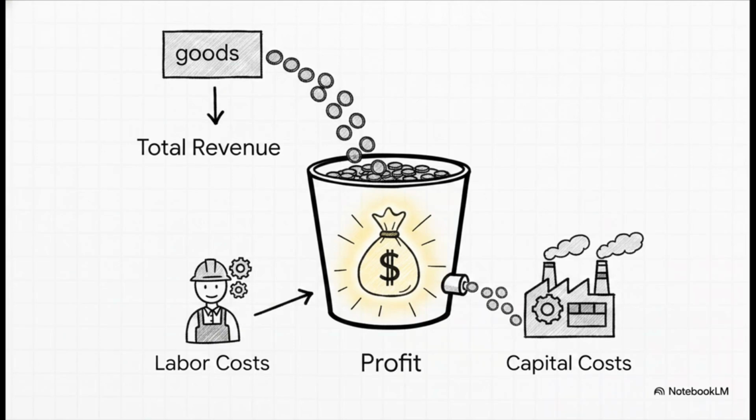Here is the formula that drives the entire business world. Economists love to use the Greek letter pi to represent profit, and the formula is super simple. Profit equals your total revenue minus your total cost. Let's break that down. Total revenue is just the price of your goods multiplied by the quantity you sold, so P times Q. Your total cost is the wage you pay your workers multiplied by the amount of labor, W times L, plus the rent you pay for your machines multiplied by your capital, R times K. Whatever is left over after you subtract your costs from your revenue, that is your profit.